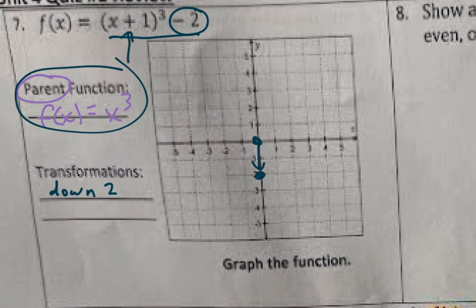Now, see that plus 1 there with x. You have to think backwards when you're dealing with the parentheses and the number with x. A plus 1 actually means left 1. Normally plus for x means right, but you have to remember with x it's a little backwards. So what I'm going to do here is notice instead of being in the middle at 0, 0, I'm going to go down 2 and I'm going to go left 1.